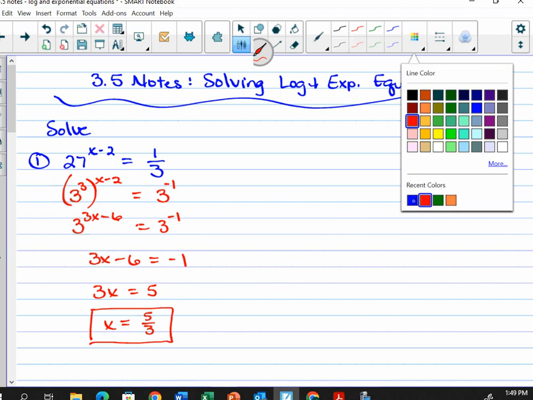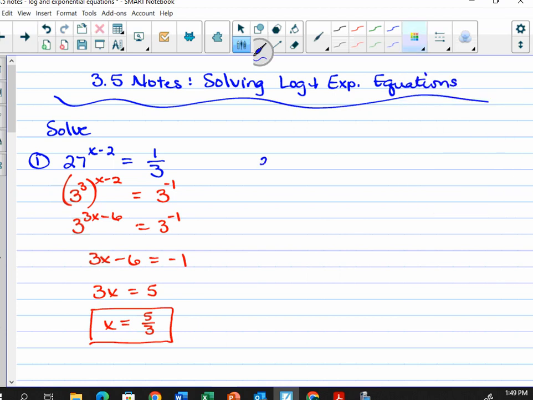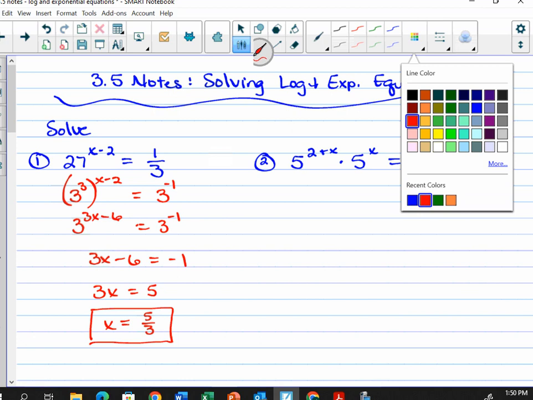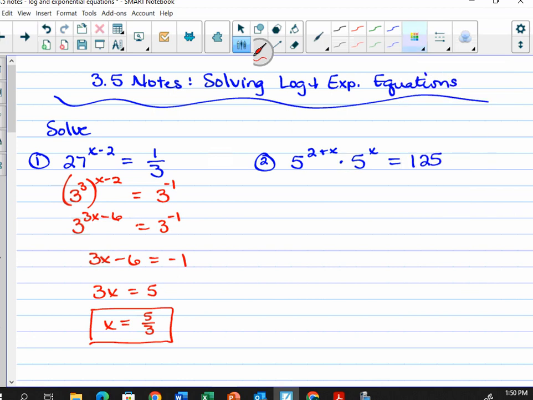We're going to do one more like that with a little twist. 5 to the 2 plus x times 5 to the x equals 125. Try it. Think about your exponent rules here as you go about this one. You know how exponents work.